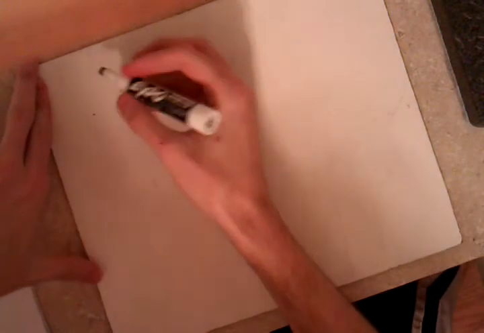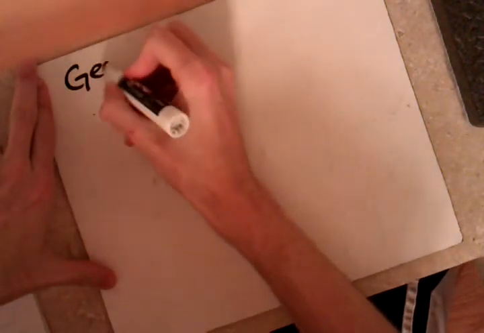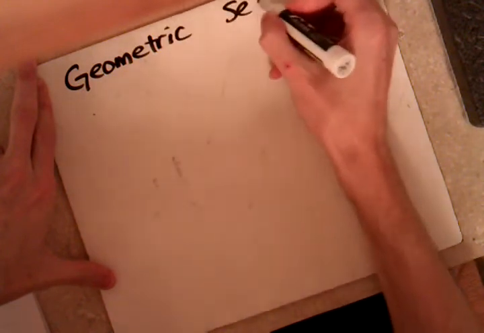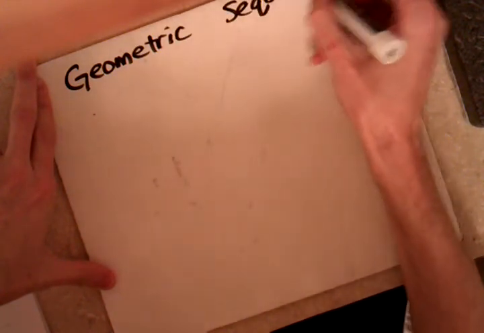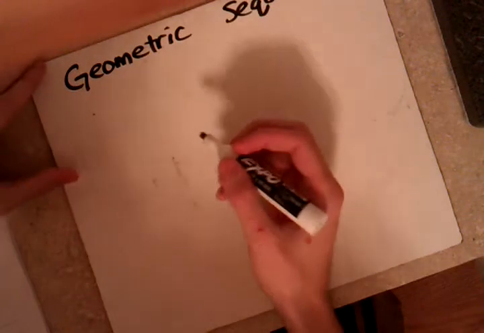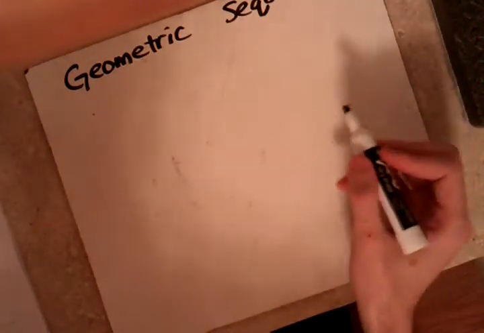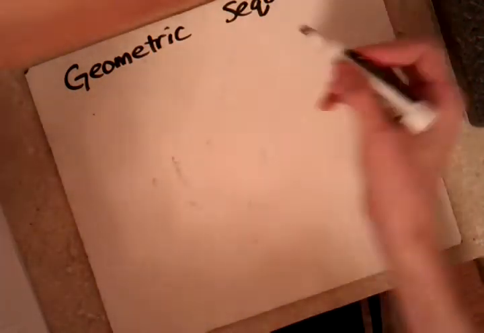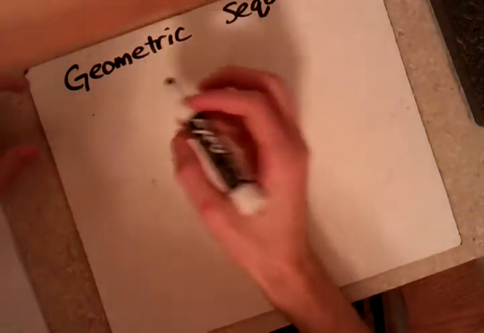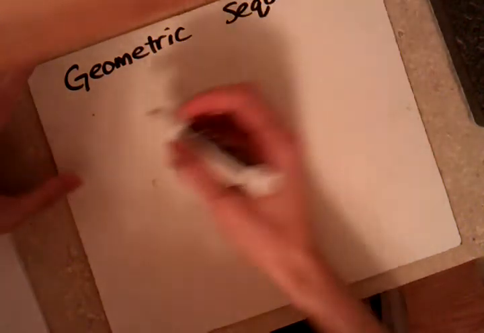Alright, so sequences, fun stuff. So I want to talk about geometric sequences. So in the last video we talked about an arithmetic sequence. We saw that it was just a bunch of numbers strung together where you were adding the same thing every time. To be a geometric sequence, instead of adding the same thing every time, you're going to be multiplying by the same thing every time.